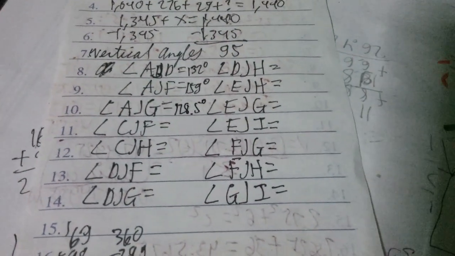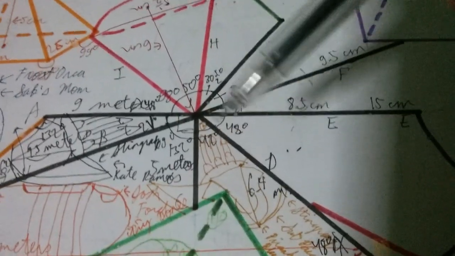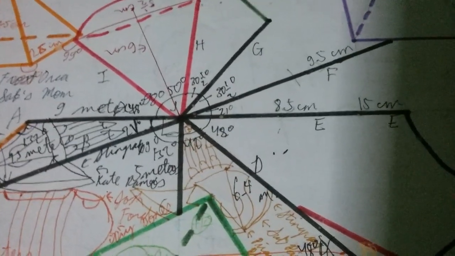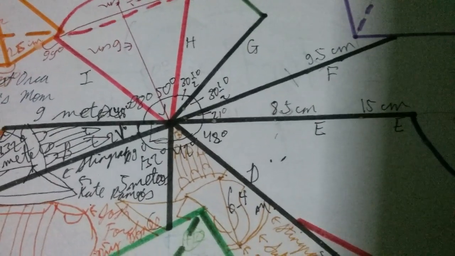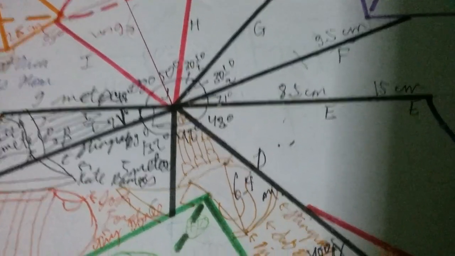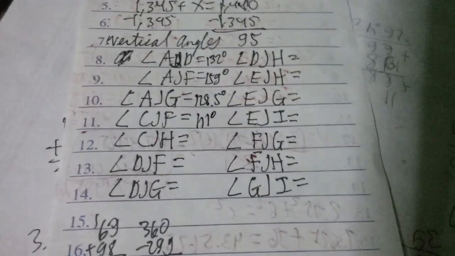What about CJF? Where's C? For CJF, we have 42 plus 48 plus 21. So 90 plus 21 equals 111. How do we know it's 111? 90 plus 21 is 111. Correct. 111 degrees.